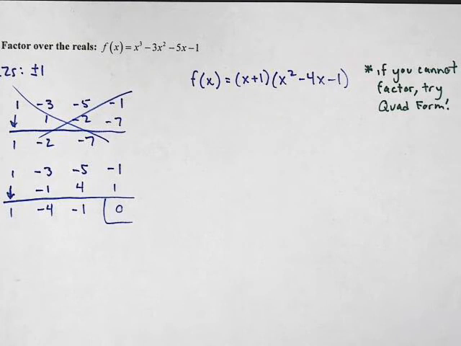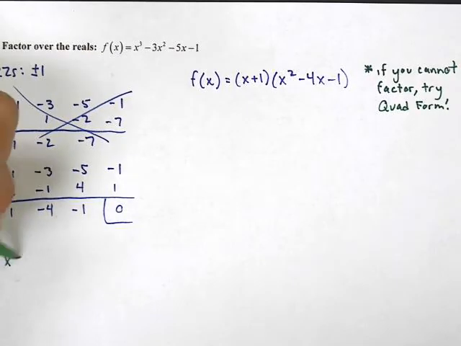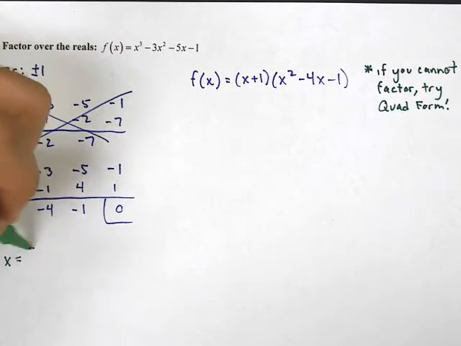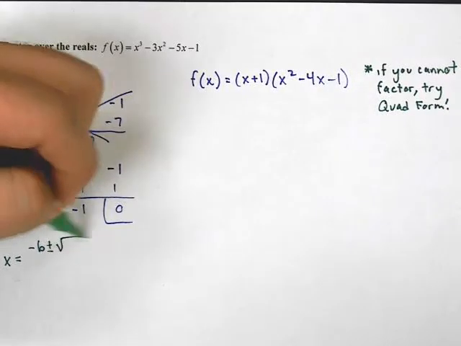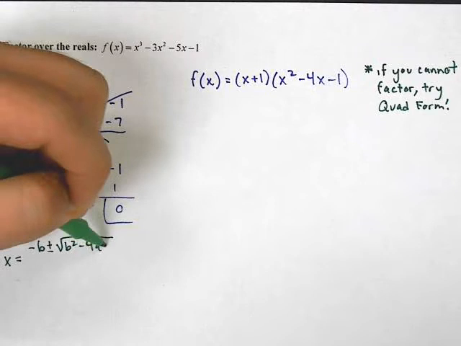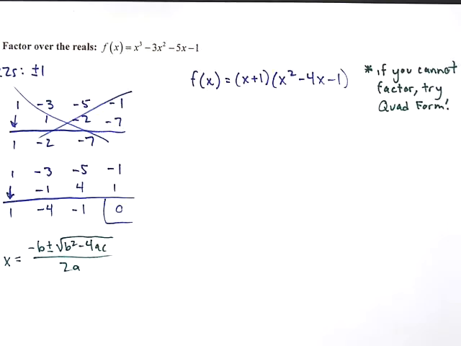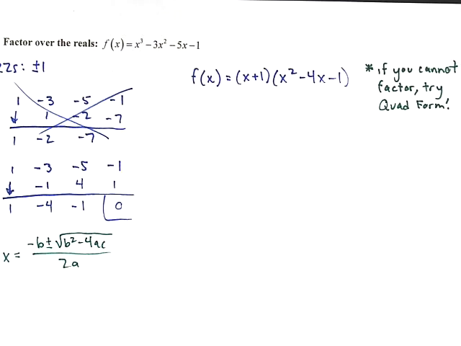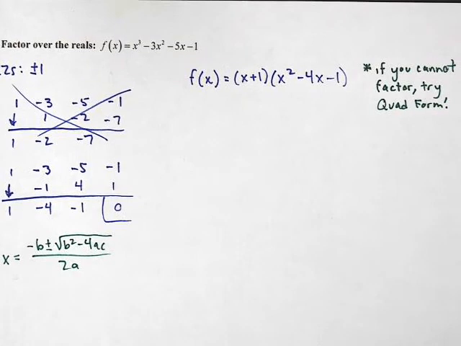Alright, so we're going to do that now. We're going to remember that the quadratic formula is x is equal to negative b plus or minus the square root of b squared minus 4ac all over 2a. Okay, good. Got it. Now we need to plug in our values.